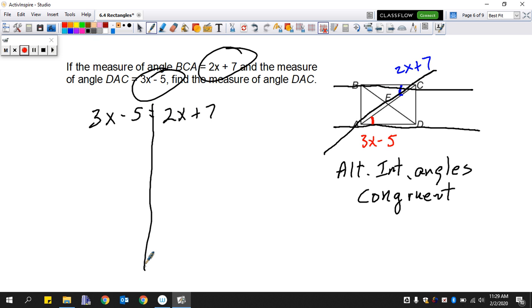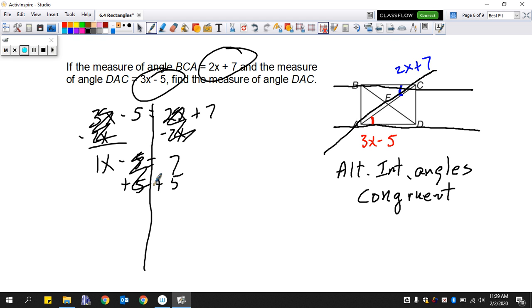Solve for x. Oops, this is actually 1x minus 5 is equal to 7 plus 5. X is equal to 12.